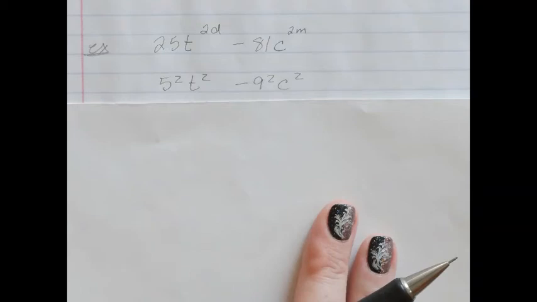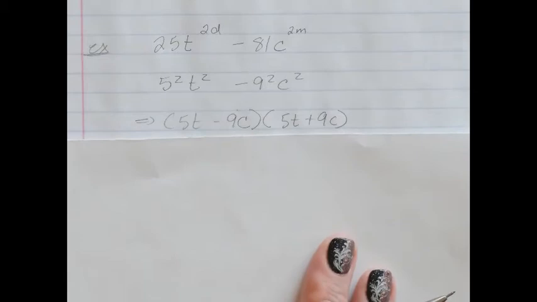Ignore the d and break everything down in terms of powers of 2. 25 is 5 squared, then I have t squared. Again, ignore the d. 81 is 9 squared. I have c to the 2m, ignore the m. This is just c squared. Do a difference of squares. 5t minus 9c, 5t plus 9c.